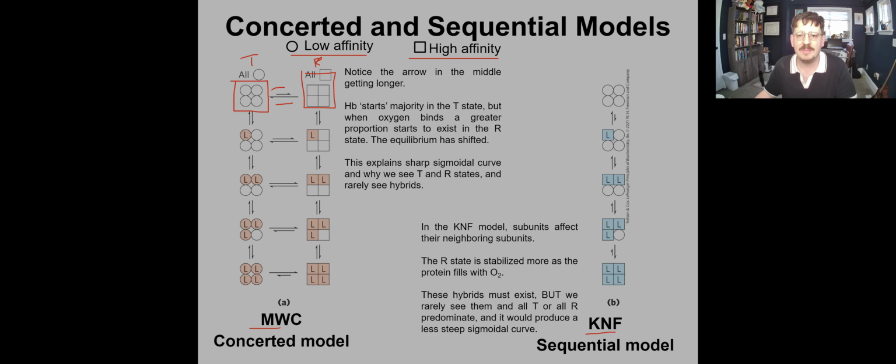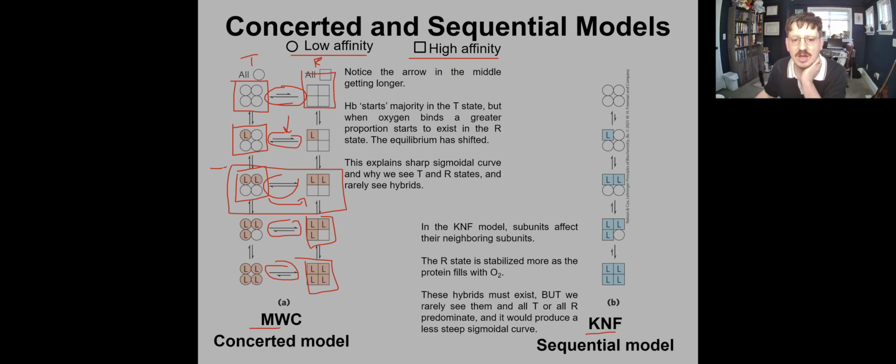But what happens? Look at this equilibrium. Look at it change down the middle, right? What we're saying is that in the concerted model, as the protein becomes more loaded with oxygen, it makes it easier to switch into the R state, which makes it easier to get loaded with more oxygen. So that by the time it's got 2 oxygens attached to it, you've got a 50-50 mix of T state and R state. By the time it's got 3 oxygens attached to it, it's mostly in the R state. And 4 oxygens, it's again even more so, almost completely in the R state.